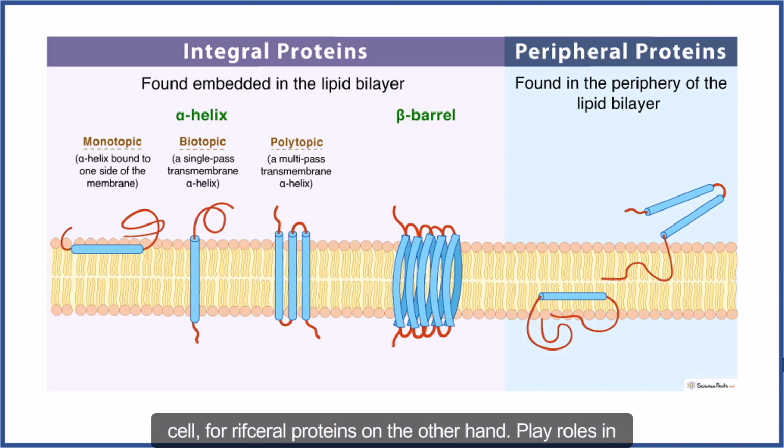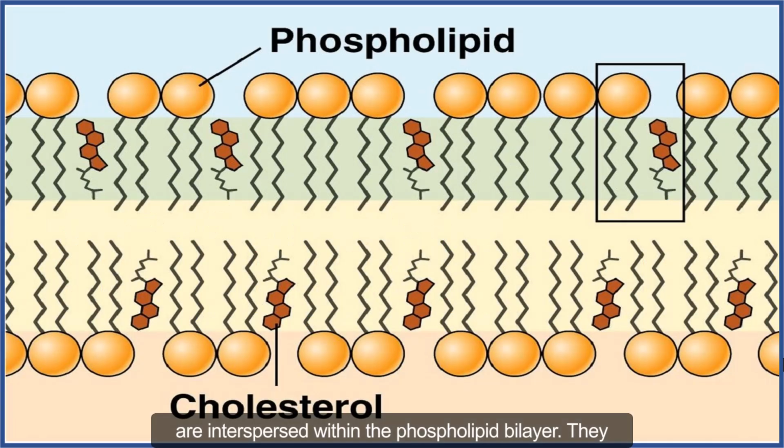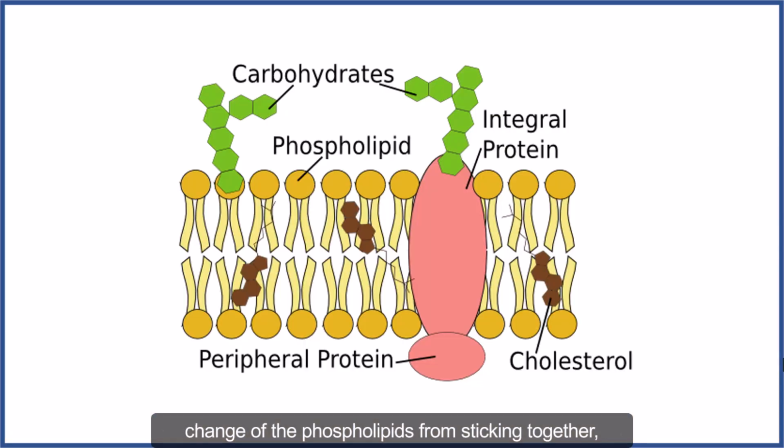Peripheral proteins, on the other hand, play roles in cell signaling, maintaining the cell's shape, and anchoring the membrane to the cytoskeleton. Cholesterol molecules are interspersed within the phospholipid bilayer. They help to stabilize the membrane's fluidity, especially in varying temperatures. Cholesterol prevents the fatty acid chains of the phospholipids from sticking together, ensuring the membrane remains flexible.